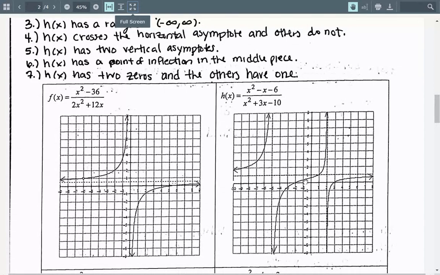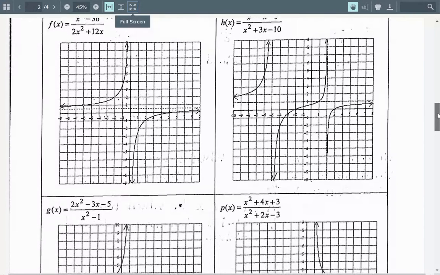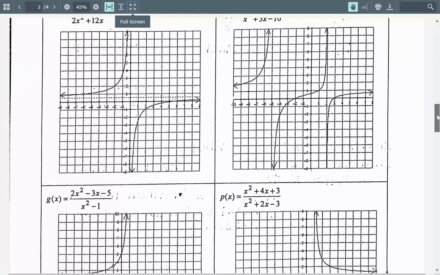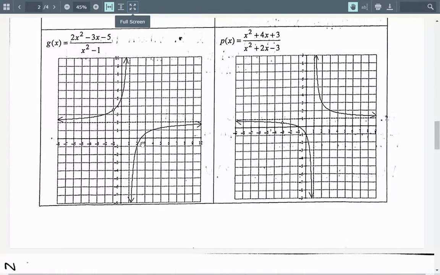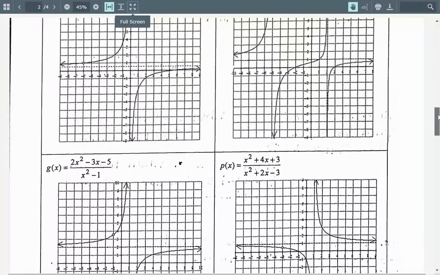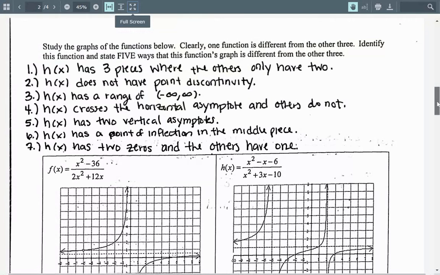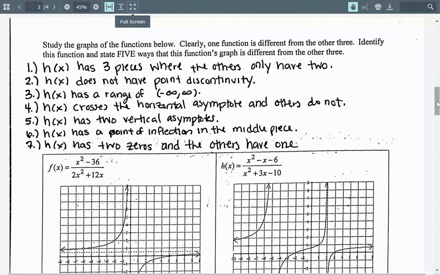H of x has 2 zeros and the others have 1. So we see that it crosses the x-axis at -2 and 3. And the other graphs only cross the x-axis once. F of x crosses somewhere around 6. G of x crosses the x-axis somewhere between 2 and 3. And p of x crosses the x-axis at -1. But h of x crosses twice at -2 and +3. So if you need to, pause the video and get that list together.